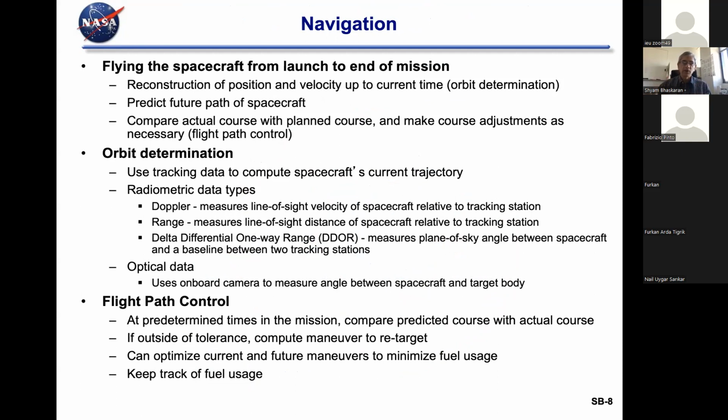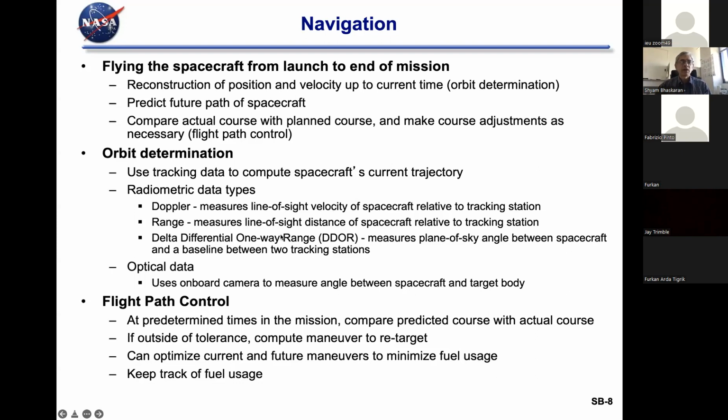Using that determined orbit, now we have to predict the future path of the spacecraft, saying where it's going to go over the next few days, next few months, next few years. We have to predict that future path. We compare where it's actually going to where we wanted to be from that mission design that I told you about earlier. And the orbit determination tells us we're not going to be exactly where we wanted to be, and we're not going to go exactly where we want to go. We have to make course adjustments along the way. And this is what we call flight path control. So the 2 steps are determining where we are and where we're going, comparing it to where we wanted to be, and making corrections to that.